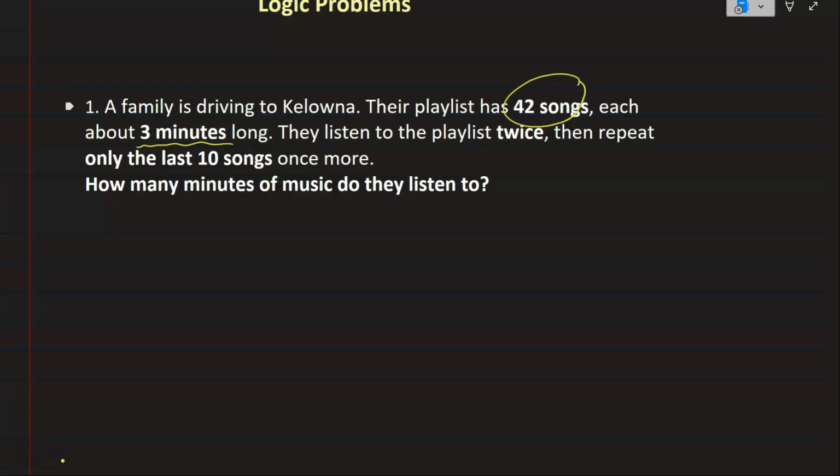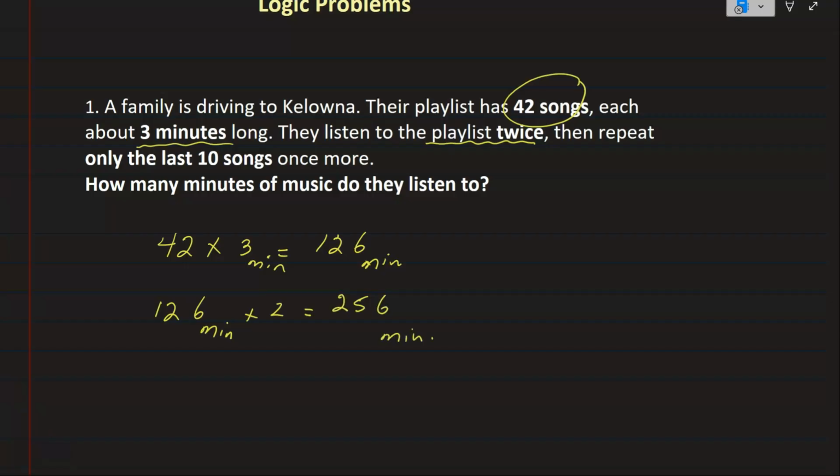But here it is. Let's find out the total minutes the first time. So 42 songs, and it's 3 minutes long. So the first round is 42 times 3 minutes. So that's very easy. That is 126 minutes, right? That's the first round. But it says they play twice. So we have to do 126 minutes times 2. That is 256 minutes. And then it says repeat only the last 10 songs.